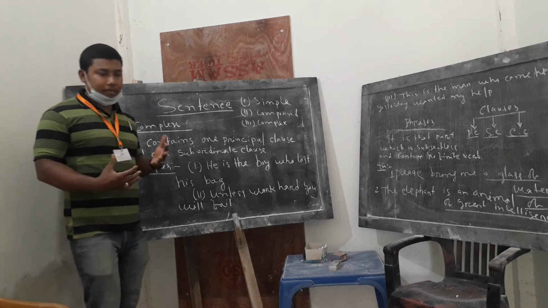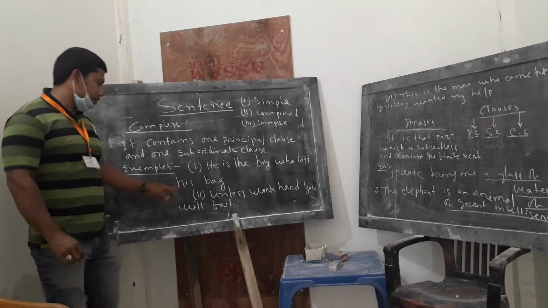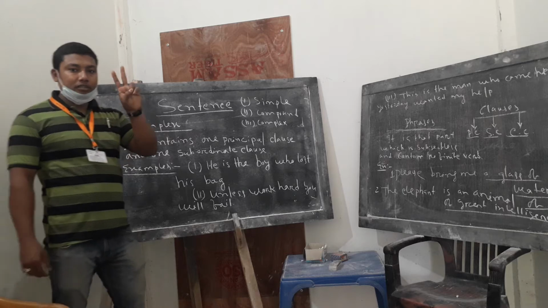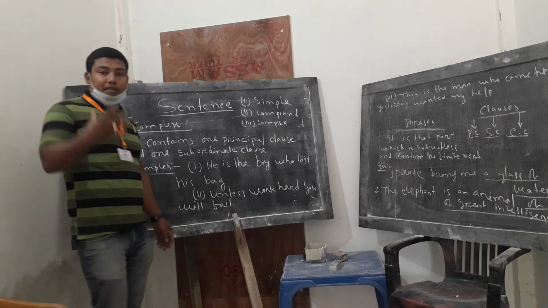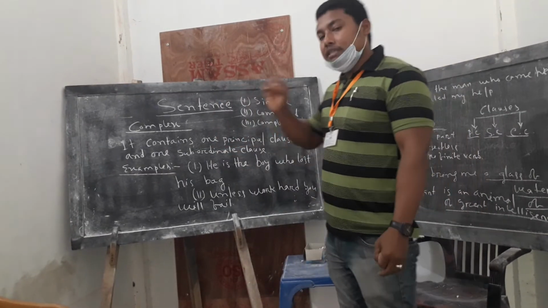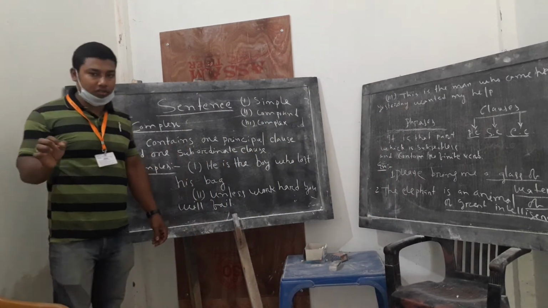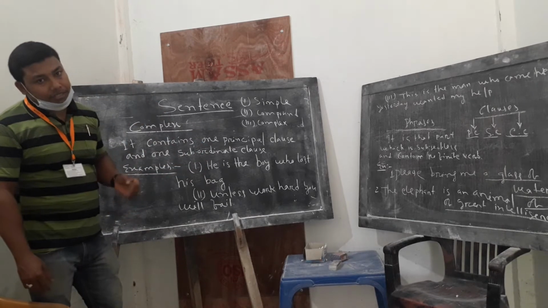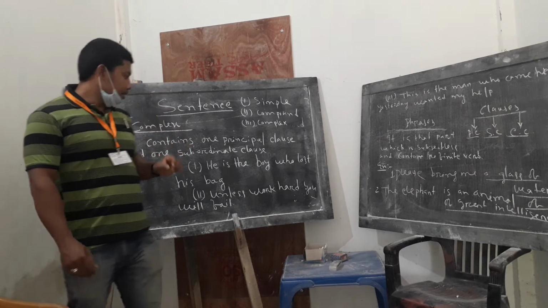But how can we know that this is an example of a complex sentence? We have to analyze it. If we analyze the first example, he is the boy who lost his bag, there are two clauses. One is the principal clause and the other is the subordinate clause. What is a principal clause? A principal clause is that clause which is independent, which does not depend on another clause to indicate its meaning. On the other hand, a subordinate clause depends on the principal clause to signify its meaning.